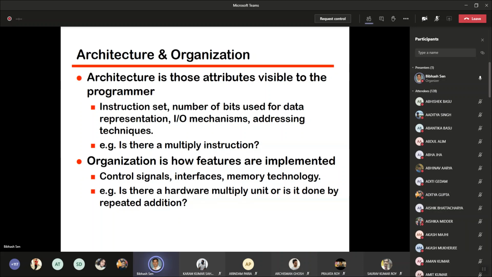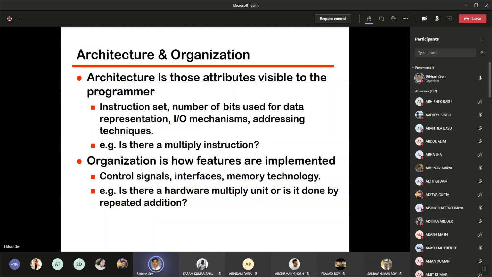Multiple instructions are also possible: add, sub, mult, that means multiplication and division. Such types of multiple instructions are possible. So architecture is those attributes that are visible, and the organization part is how features are implemented. That means control signals, interfaces, and how the memory will be connected. These are the requirements for the organization.